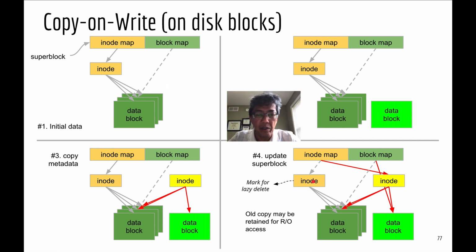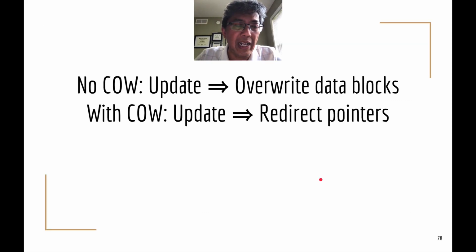This old inode can be kept for a while in case you want to go back to that version, and you can still go back to that version. Or it can also be marked for lazy delete for future cleanup by the file system. So in summary, without COW, any update to your file system will in fact overwrite your current data blocks. But with COW, any update to your file system is going to make a copy and then redirect the pointers to point to the new data blocks.